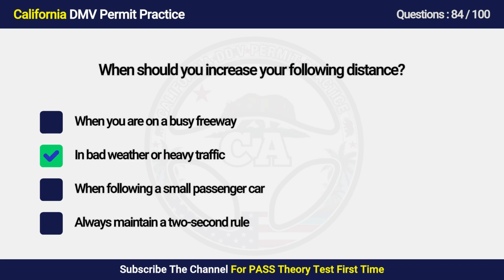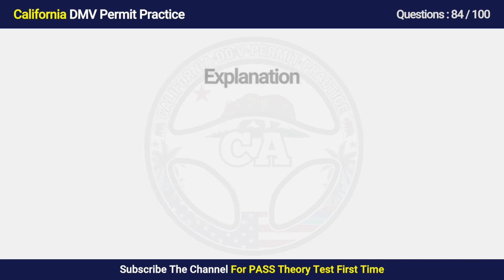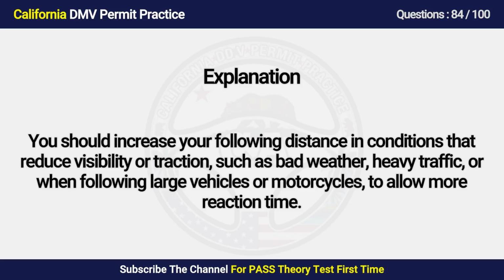Answer is B. In bad weather or heavy traffic. You should increase your following distance in conditions that reduce visibility or traction, such as bad weather, heavy traffic, or when following large vehicles or motorcycles, to allow more reaction time.